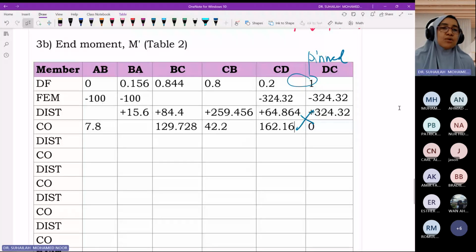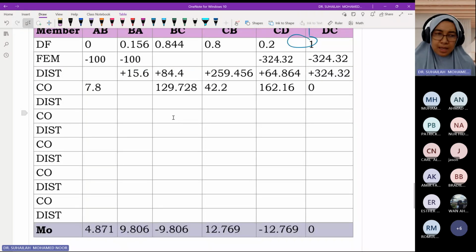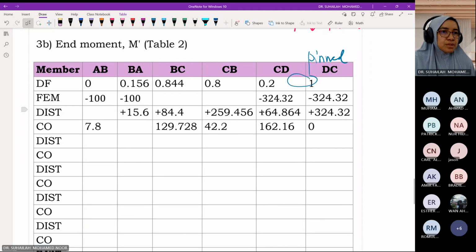So this one is 162.16. Which one is zero? To the pin. Okay, to the pin. Please remember this. Many people forget, they divide everything by 2, which is not allowed. So when it is a pin, you must multiply by factor 0. That is the only one. It means from CD to DC cannot. But DC, from D going to C, can be 0.5. But from C to D cannot. It is 0. Then just continue.